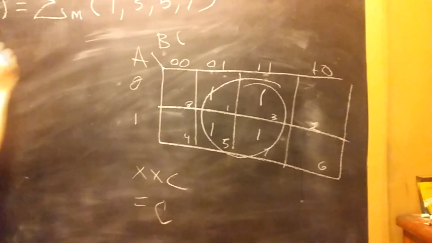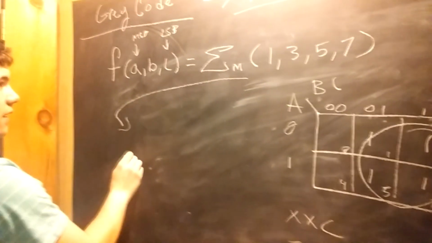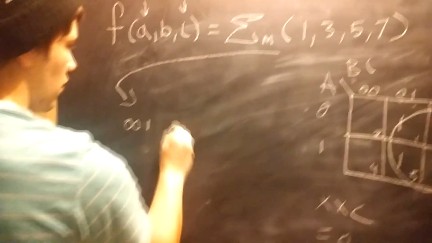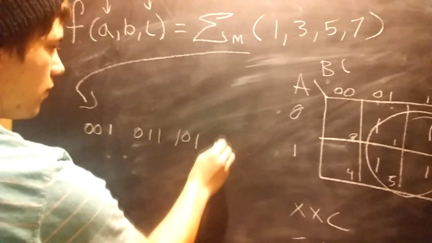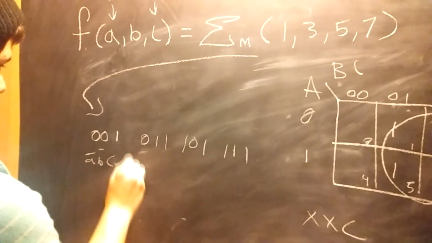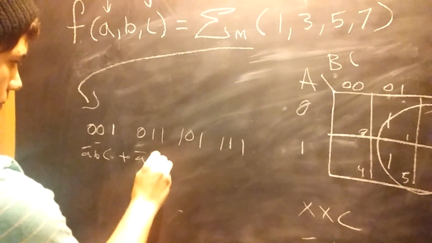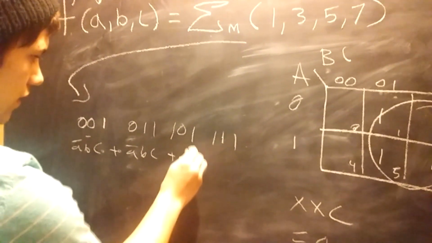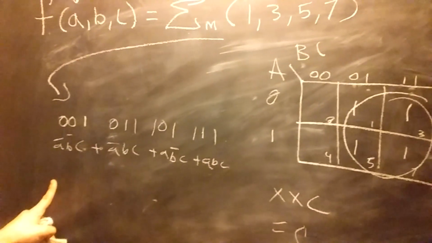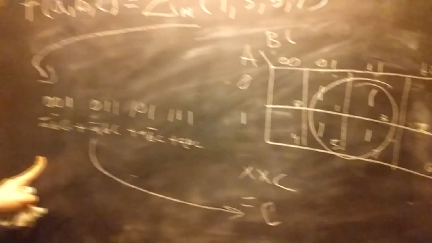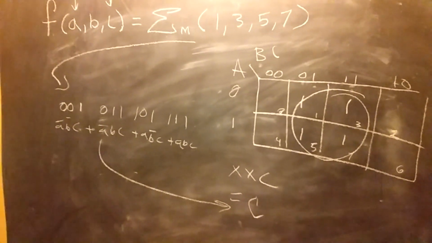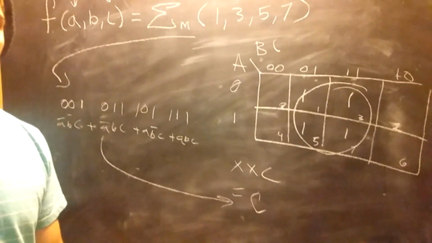So this equation here, where we had 001, 011, 101, 111, and that translated to not A, not B, C plus not A, B, C plus A, not B, C plus A, B, C, that whole thing is simplified to that expression there. And so that's why K-map's useful. So we'll go over one more example after this.